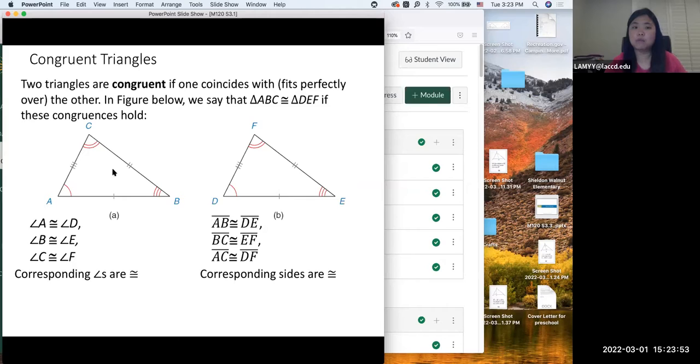So in total, how many parts do we have? Six. How many parts are congruent? Six parts, right? We have three angles and three sides, so the total is six parts. Corresponding angles are congruent, and corresponding sides are congruent. So six parts. Write it down in your notes. The notes are missing these two parts here.